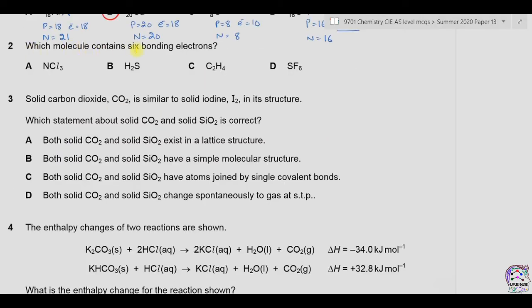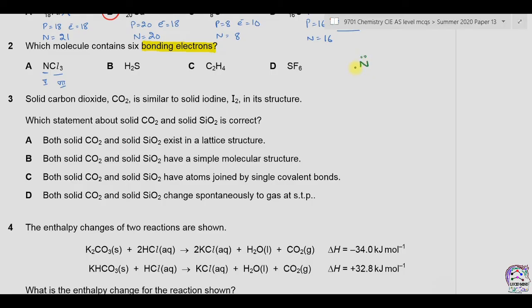Question 2. Which molecule contains 6 bonding electrons? Now bonding electrons means the electrons that are bonded between the two atoms. Let's draw the structure. First one is NCl3. Nitrogen is in group 5 of the periodic table, so there are 5 electrons in the outermost shell of nitrogen, and chlorine is from 7th group, so it has 7 electrons in the outermost shell. Nitrogen makes single covalent bond with one of the chlorine atoms, so the structure will be like this.